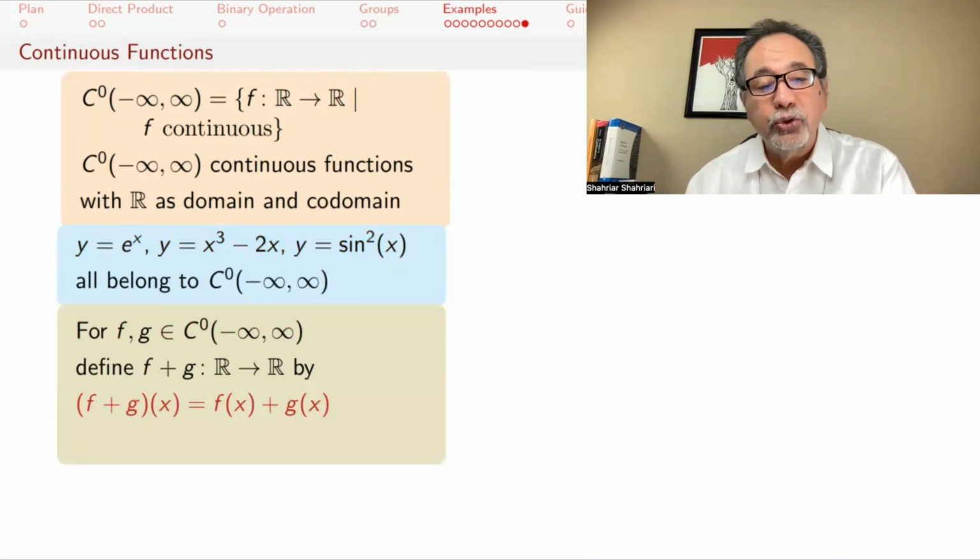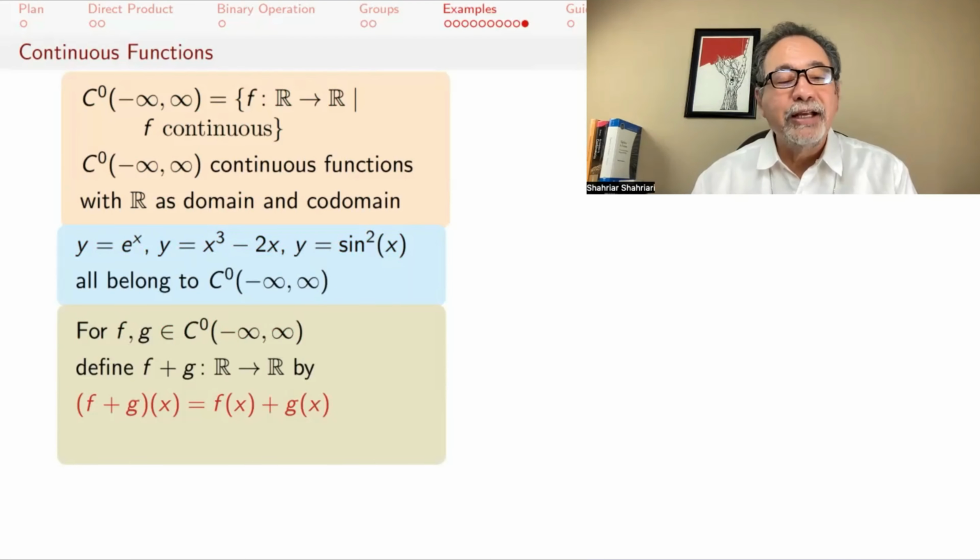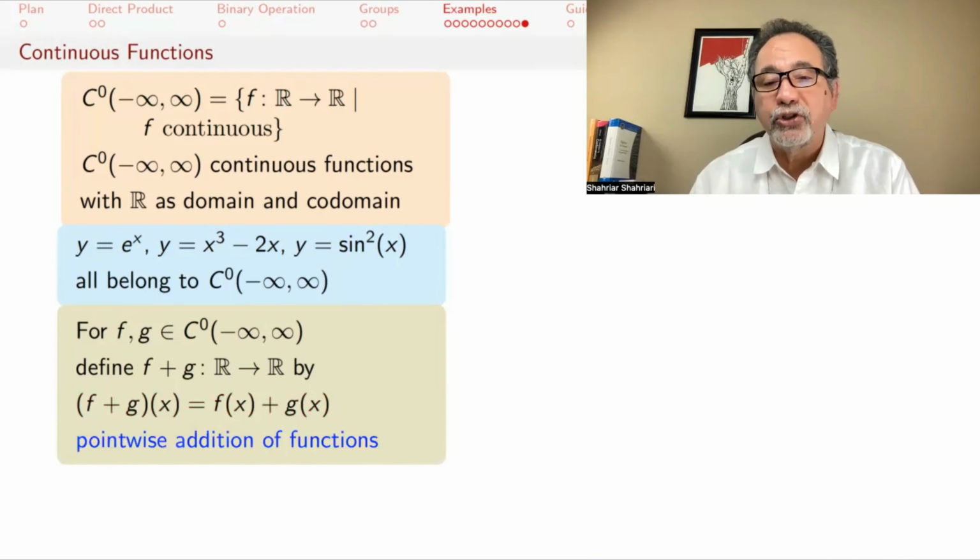F plus g, what does it do to x? F of x plus g of x. This is called pointwise addition of functions. You just add them. For example, how do you add e to the x to sine of x? Well, you get e to the x plus sine of x. That's a function. It's nothing surprising.